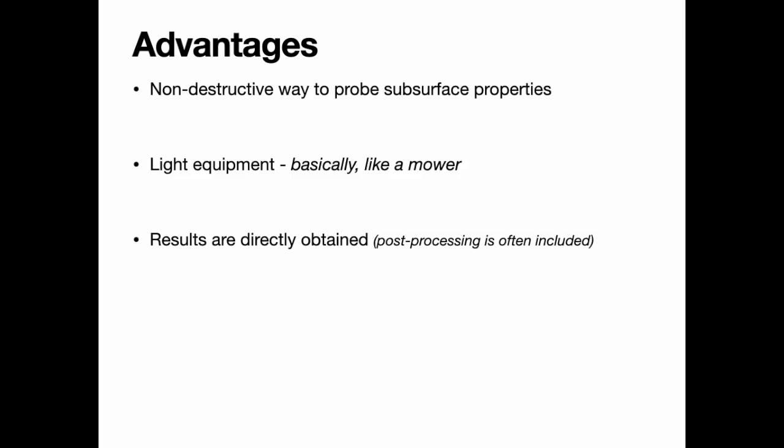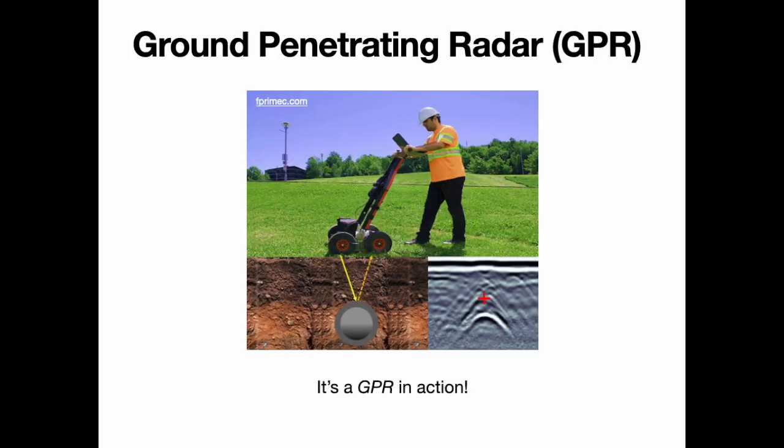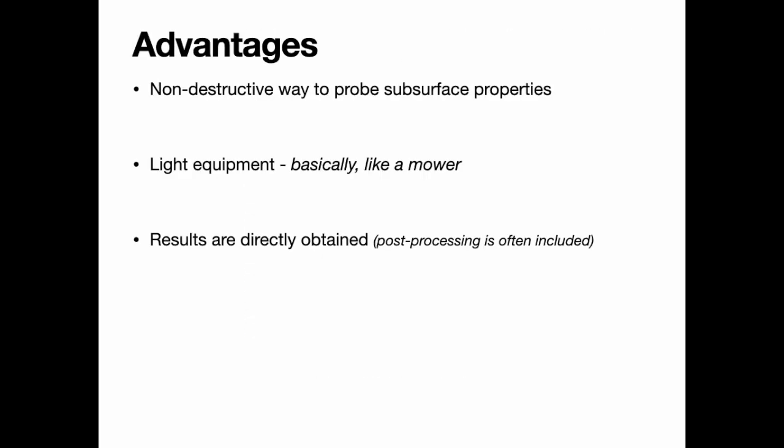So the ground penetrating radar is a non-destructive way to probe subsurface properties. One advantage of this approach is that it usually requires light equipment, as on the preceding pictures, like a mower. The results are directly obtained, and you see the guy actually has a screen here. Part of the post-processing is included, so he can observe directly the subsurface.